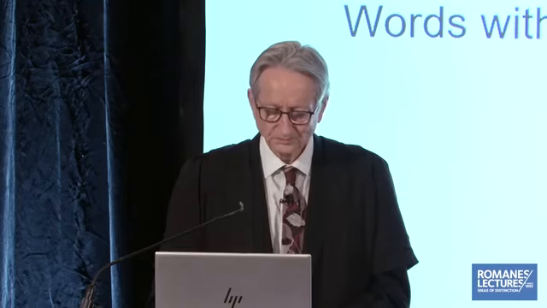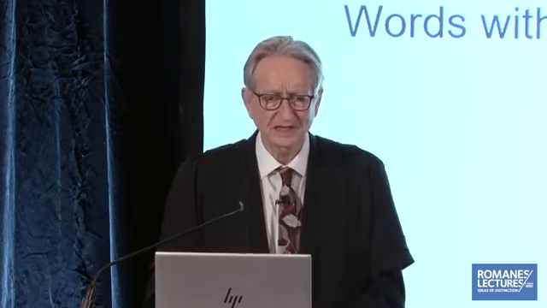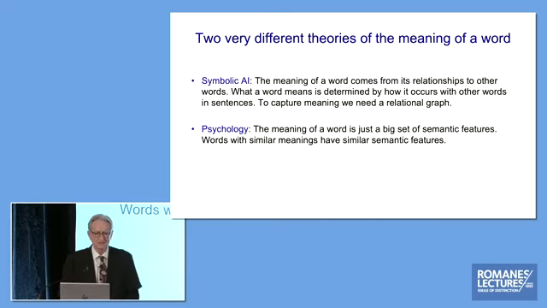So there are two very different theories of meaning. There's a kind of structuralist theory where the meaning of a word depends on how it relates to other words. That comes from de Saussure, and symbolic AI really believes in that approach. So you'd have a relational graph where you have nodes for words and arcs of relations, and you kind of capture meaning like that. And they assume you have to have some structure like that.